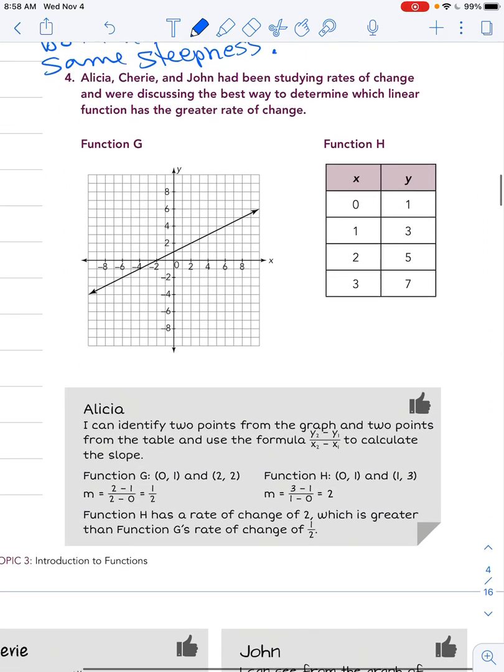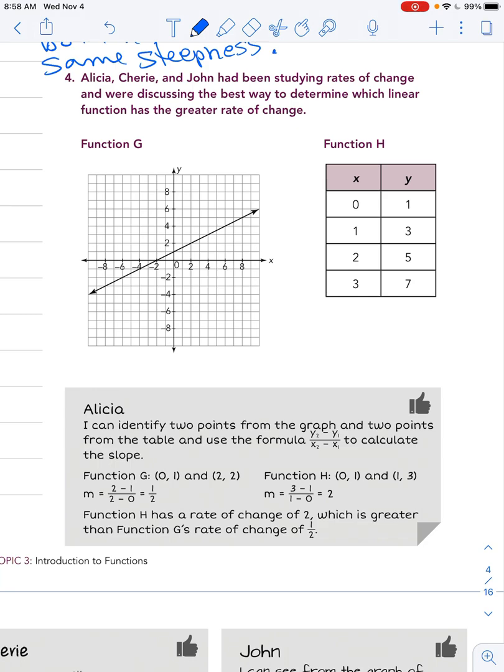Okay, so here we go. Alicia, Sherry, and John have been studying the rate of change, and they're discussing the best way to determine which linear function has a greater rate of change. So we're going to look down here at each one of these scenarios. They're both looking at function g and function h, but they have different ways of doing this.